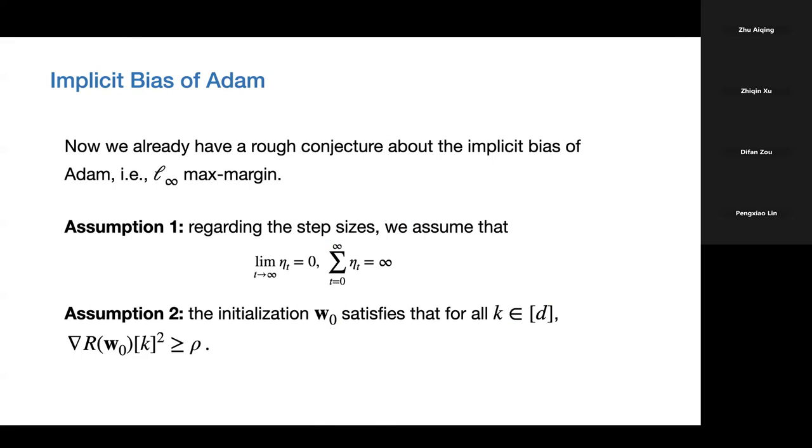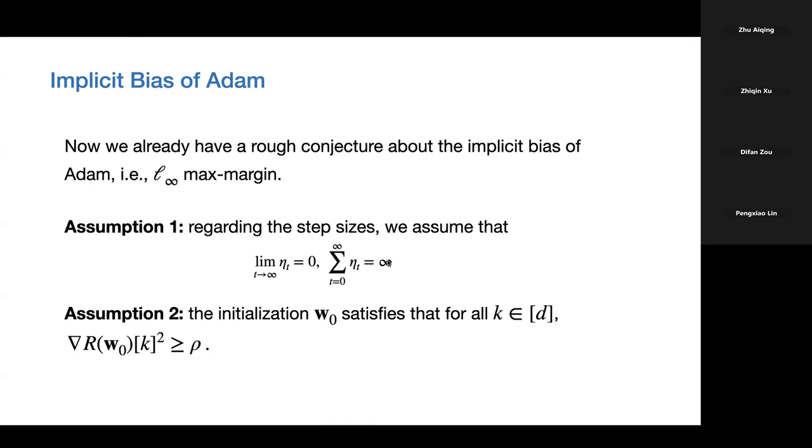Here we then have some assumptions. We consider the learning rate decaying: when t goes to infinity, the learning rate approaches 0. And also we assume the summation of the learning rate goes to infinity, to ensure that we can run the algorithm for an infinite length. Why do we need to assume the step size goes to 0? This is because if the learning rate is large, we cannot guarantee that Adam is very close to sign gradient descent, as I just mentioned. So at least we need the learning rate to finally converge to 0, so that we can apply some analysis of sign gradient descent to accomplish our proof.